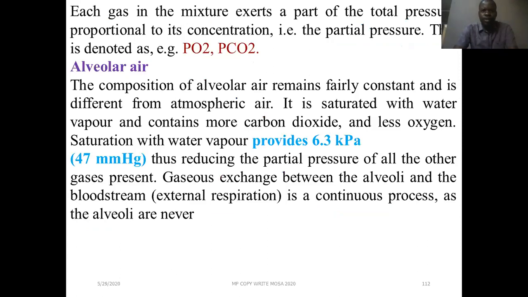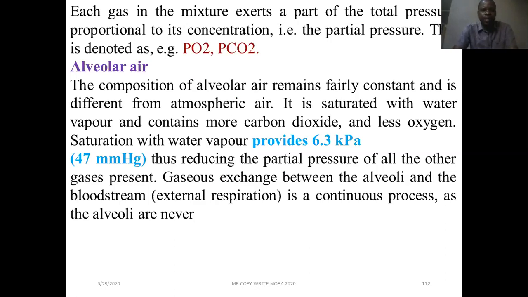Each gas in the mixture exerts a part of the total pressure in proportion to its concentration, i.e. the partial pressure. This is denoted as PO2 or PCO2.